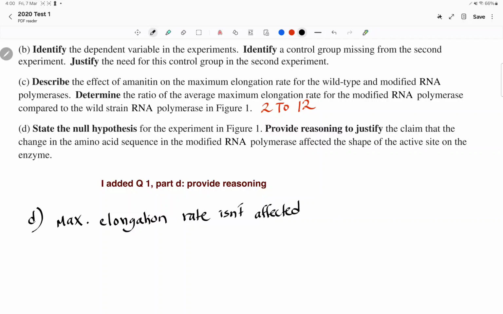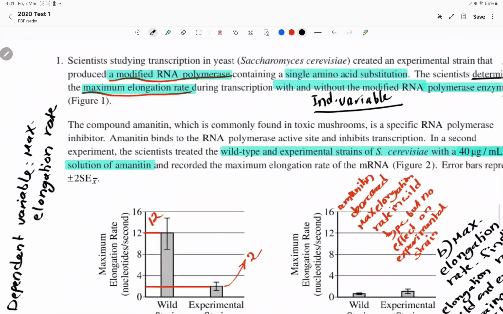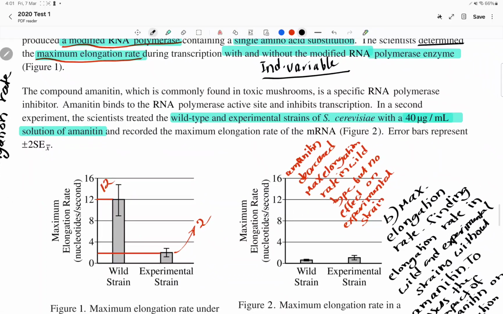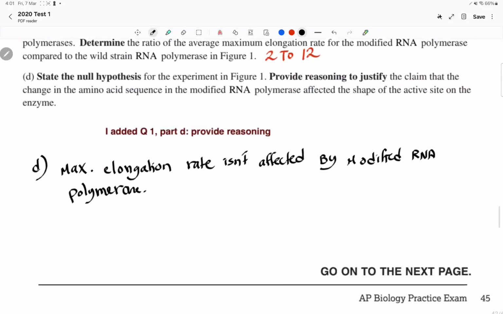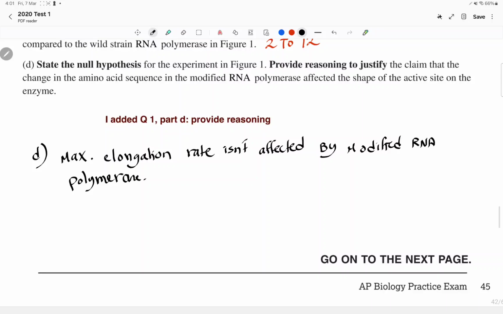Alright. Maximum elongation rate isn't affected by modified RNA polymerase. So what's the null hypothesis? You simply go against what the researchers think. So if the researchers think that elongation rate will change, you just say it's not going to change. Okay? Always saying no change.